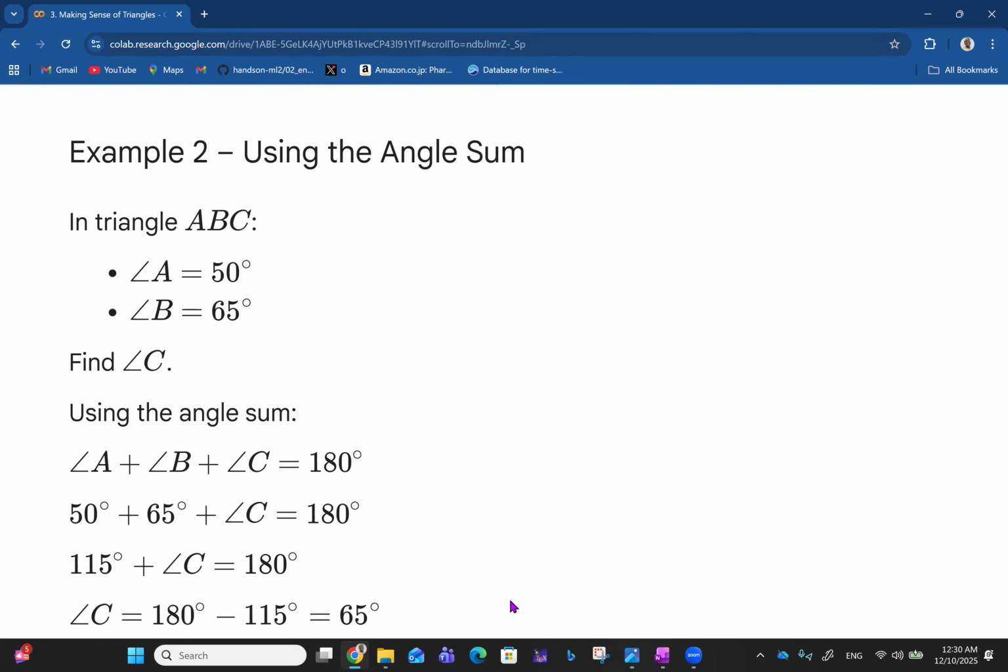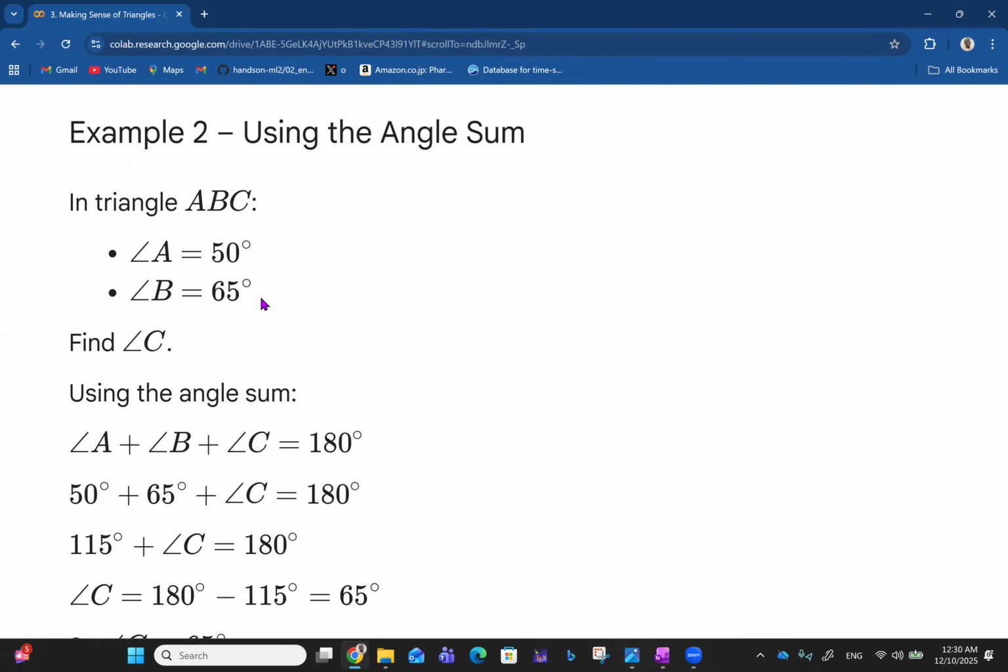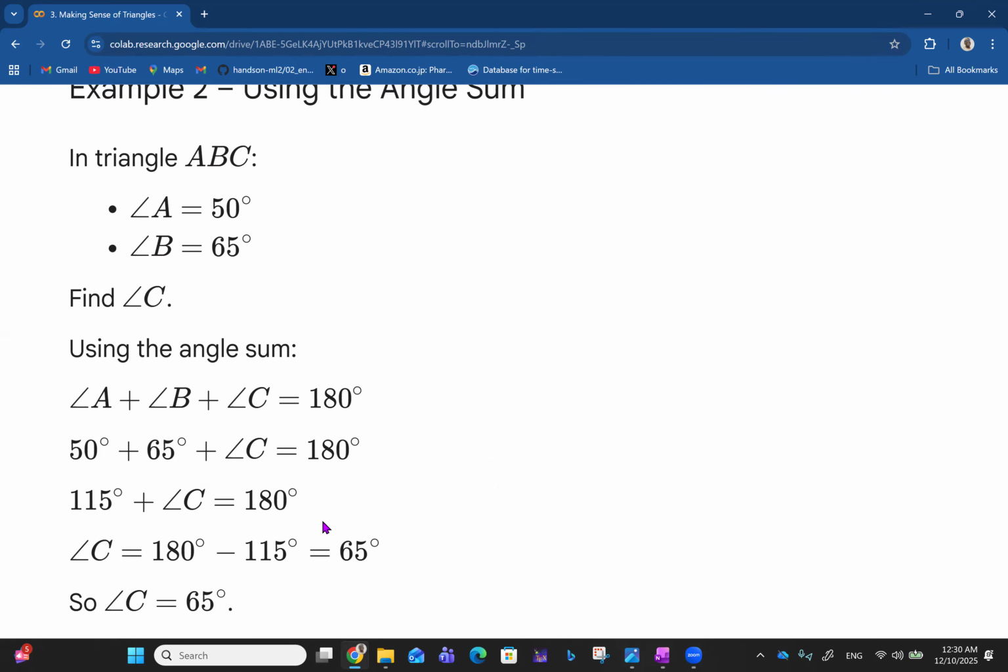Then we have example two now using the angle sum. So in triangle ABC, A is 50 degrees, B is 65 degrees. Find C. Okay. So all you just need to do is add up everything. Angle A plus angle B plus angle C is 180. 50 degrees plus 65 degrees plus angle C is 180. 50 plus 65 is 115. So 115 degrees plus angle C is 180. So angle C is 180 minus 115, and that's 65 degrees. So angle C is 65 degrees.